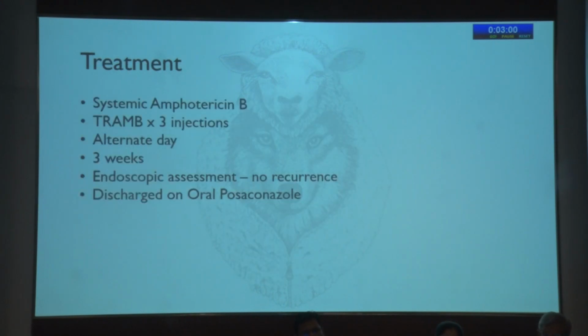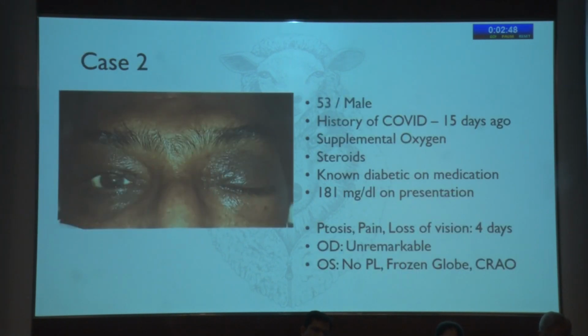For the limited orbital involvement, retrobulbar amphotericin B injections were given. Systemic treatment was done for mucormycosis, and at 3 weeks there was no recurrence. Patient was discharged on oral posaconazole after systemic ampho injection.